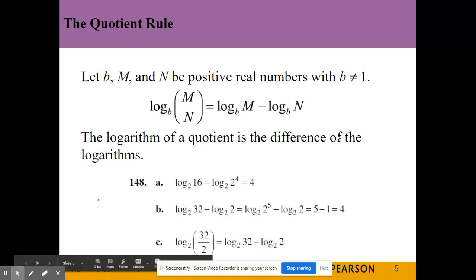Really look at example C here. You have 32 divided by 2. That gets broken into logs with the same base, log base 2, and 32 and 2 are split, and subtraction is in between.